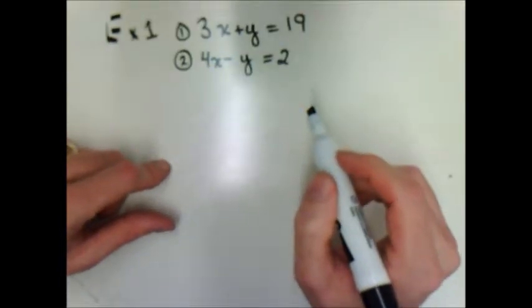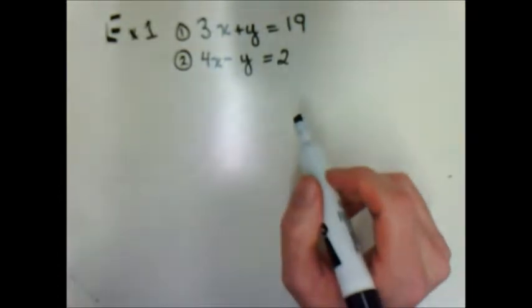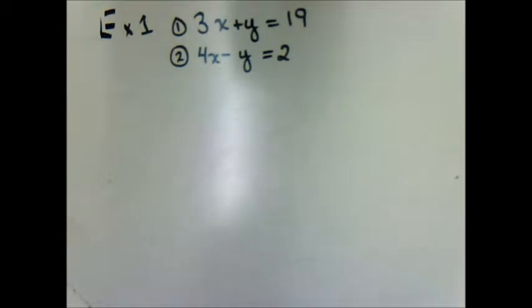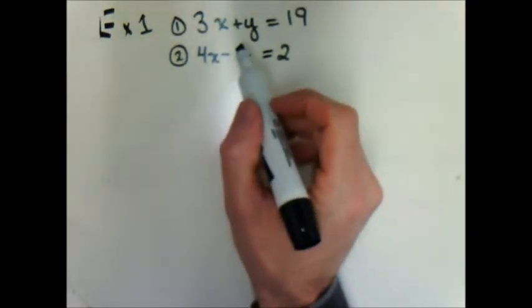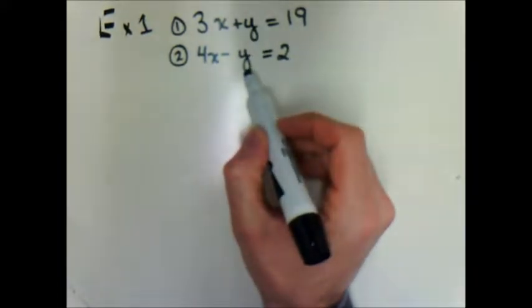What should we do in order to eliminate one of the variables? I can either get rid of x, in which case I'll just be able to solve for y, then use that to solve for x. Or I can get rid of y, solve for x, use that to solve for y. But what I notice here right away is that I have plus y and minus y.